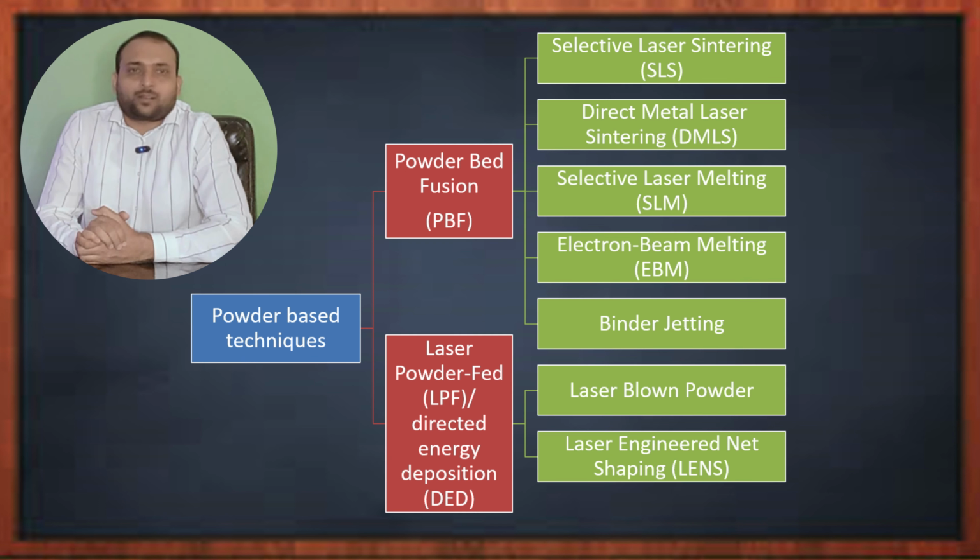Laser powder fed or direct energy deposition methods such as laser blown powder use laser to melt metal powder onto a surface. This lets us fix, coat or make metal parts with precision. Laser engineered net shaping expands on this by making fully solid metal parts with complicated shapes.